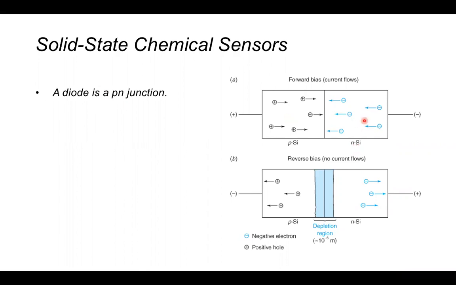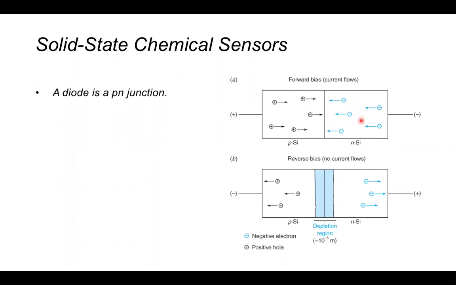If we have a forward bias, i.e. the negative charge here is attached to the electron-rich part and the positive is attached to the electron-poor side, we get a flow of current because the electrons flow towards the holes and the holes flow towards the electrons.